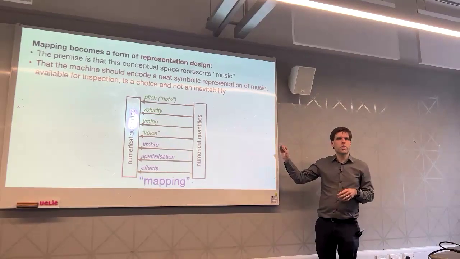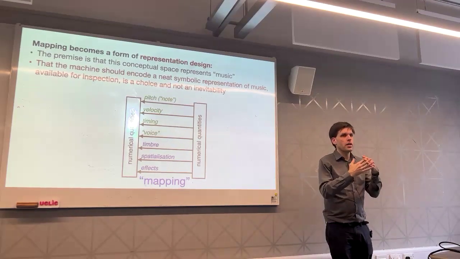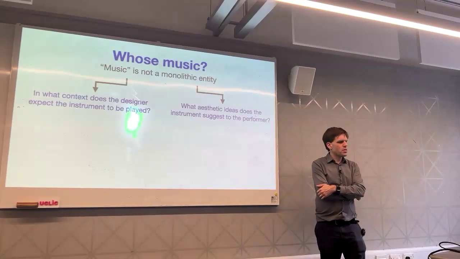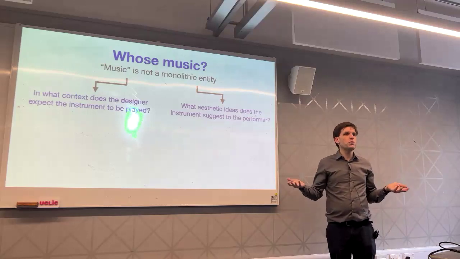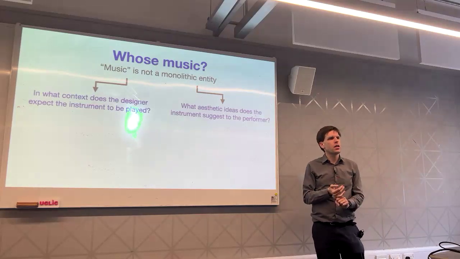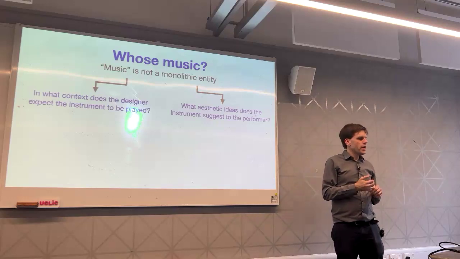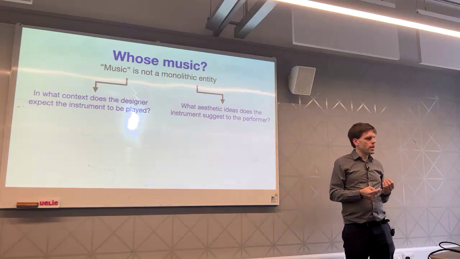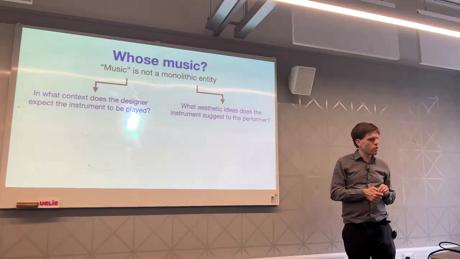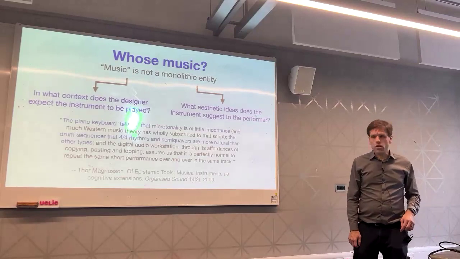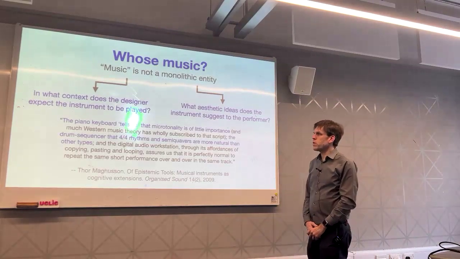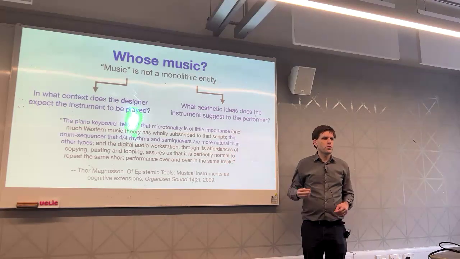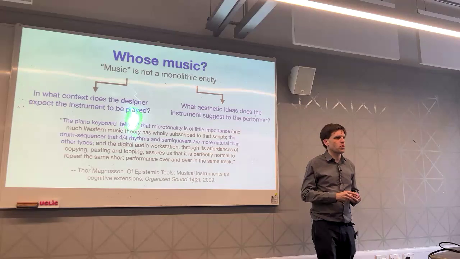But I think when you design this way, it encourages thinking that tries to align computer and human. And that in turn matters because we have to think about whose music is being encoded into these systems. Music is not a monolithic universal entity. We have to think about in what context we might expect an instrument to be played, what aesthetic ideas it would suggest to the performer. Thor Magnusson is an author who writes really well about this, talking about how the piano keyboard tells us that microtonality is of little importance. The drum machine tells us 4/4 is the most natural kind of rhythm, etc.